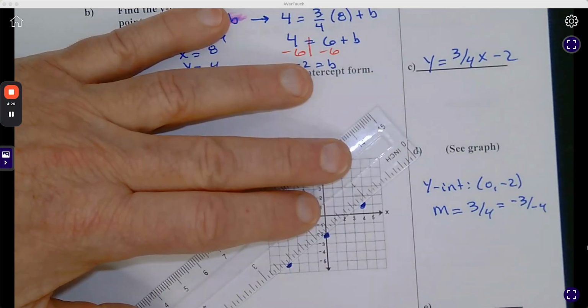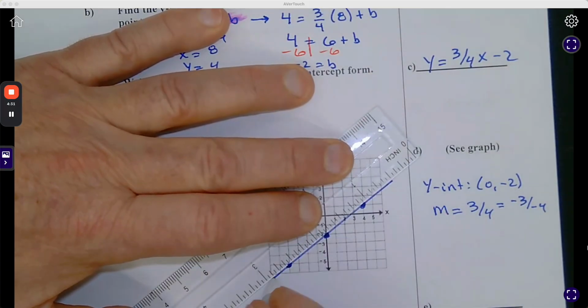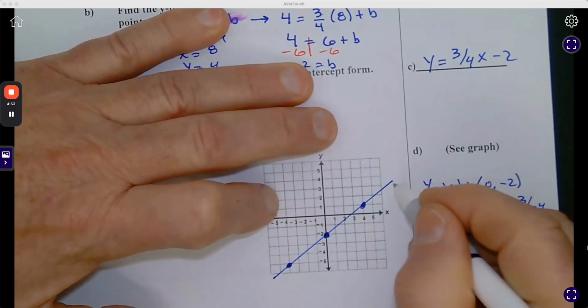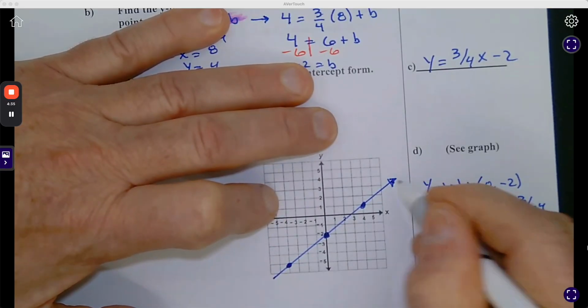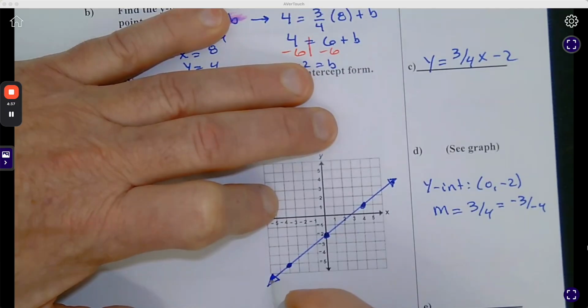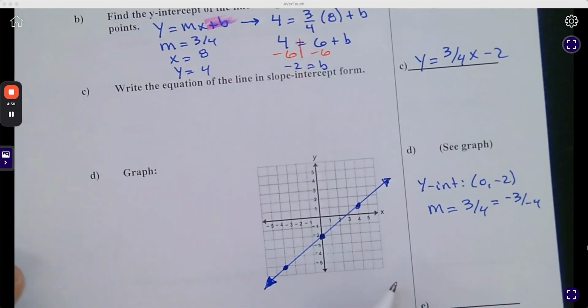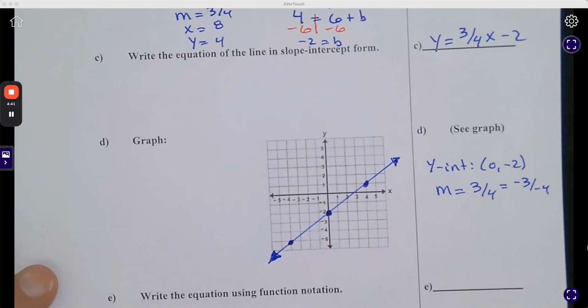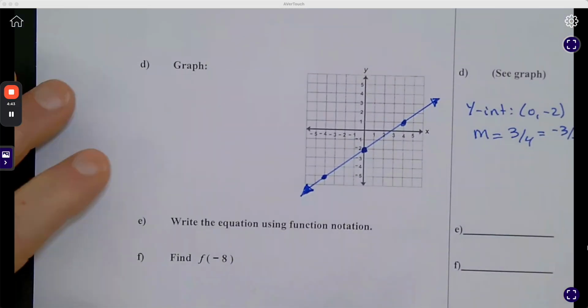I like to be as accurate as I can. Remember, drive it all the way through. And also, you've got to put arrows on the ends. These things go on forever. There's no restrictions. They go on forever. Okay, that's a good looking graph.